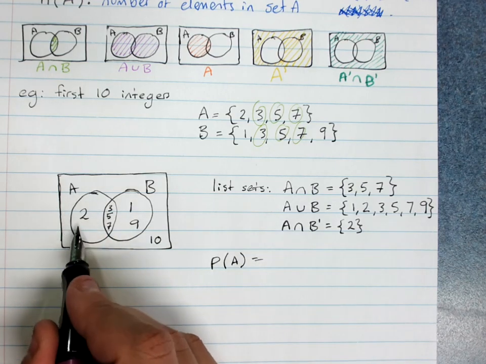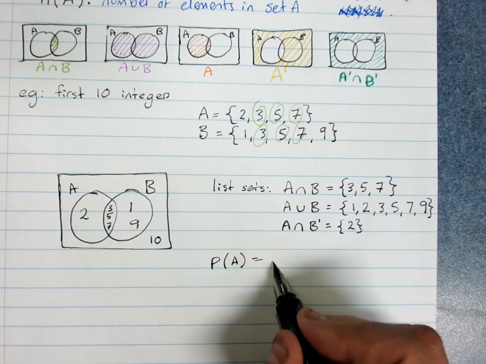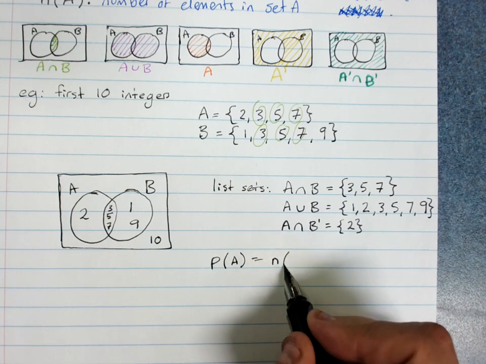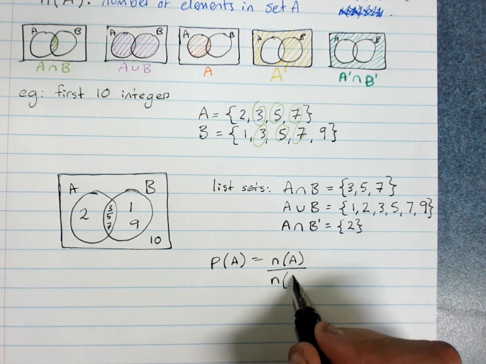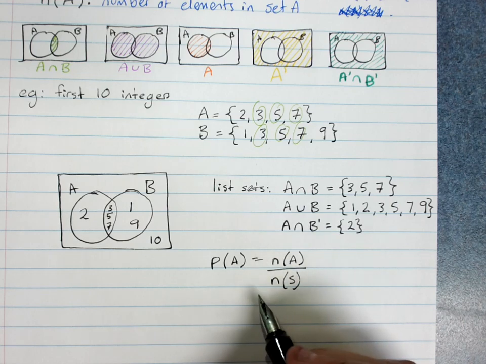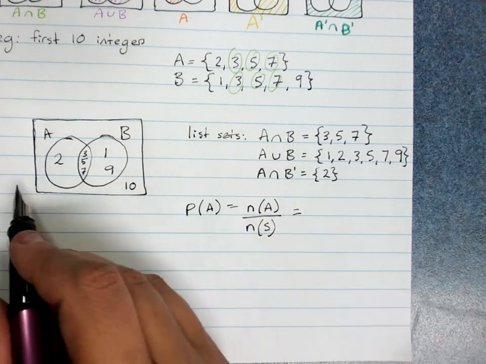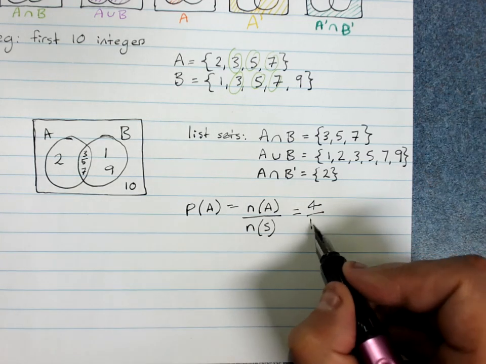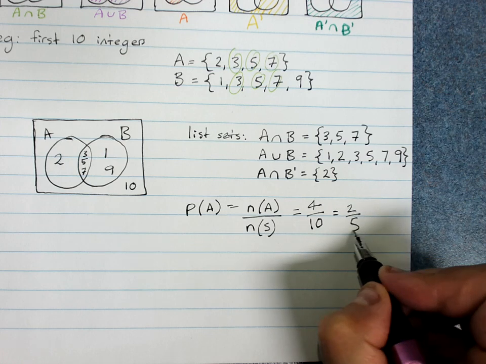If you got asked for the probability that a randomly chosen number was in set A, you'd count the number in set A, and let's actually just write that. That would be the number in set A over the number in the sample space. So see how this notation gets a lot simpler. There's 4 in set A, there were 10 in the sample space. We simplify that to 2 over 5.